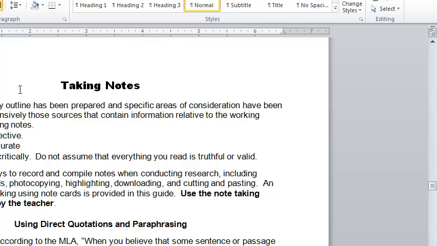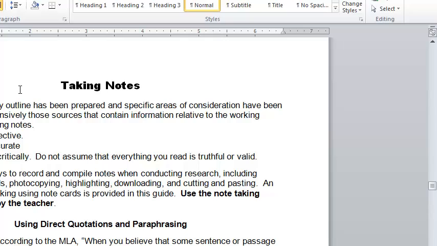So now that you have compiled a preliminary outline and you now have the specific areas of consideration or slugs, sometimes I refer to these as categories of analysis, now you need to read intensively those sources that contain information relative to your working outline. So here are some things to be considerate of when you're taking notes.